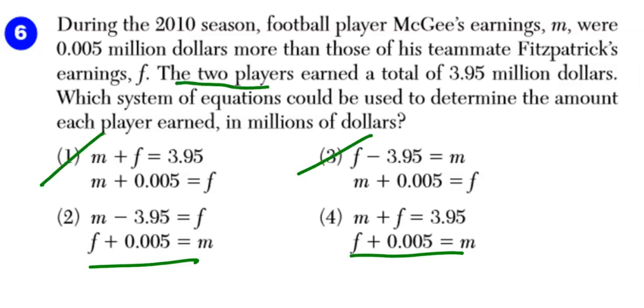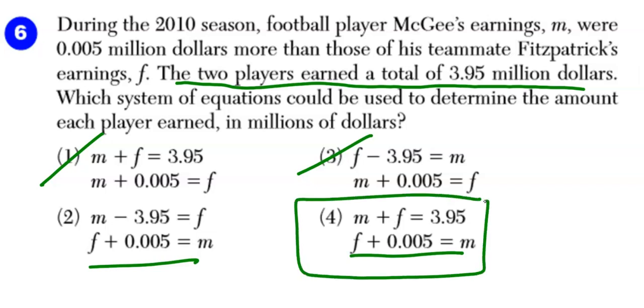Now, we need to read that the 2 players earned $3.95 million together. So McGee plus Fitzpatrick makes 3.95.